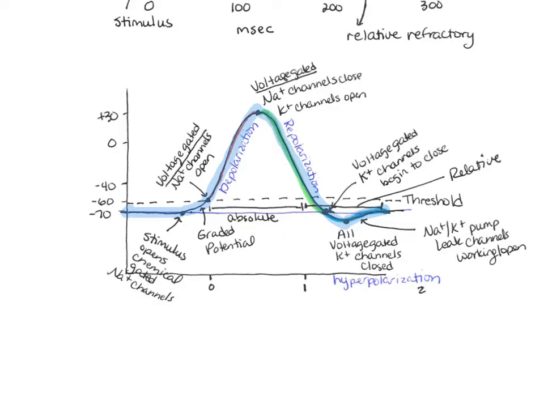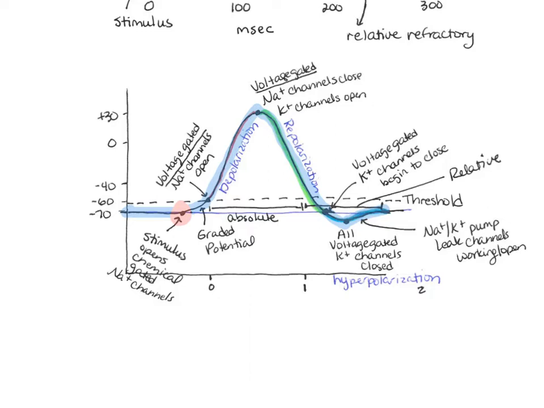The big difference though is that we don't need this. We don't need that stimulus. It just depolarizes all on its own. That's what makes it a pacemaker cell. And the AV node also has that same ability to do that. Okay.